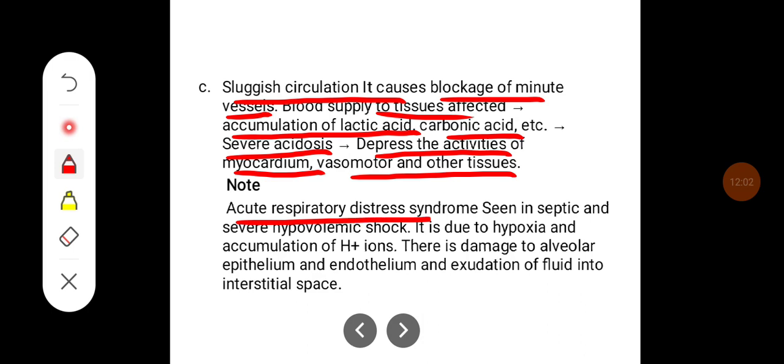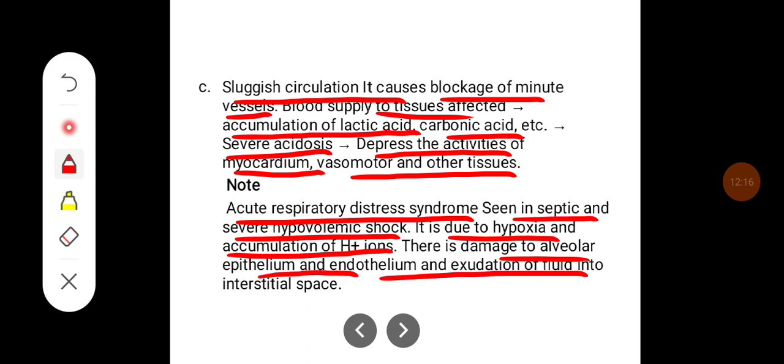Acute respiratory distress syndrome is seen in septic and severe hypovolemic shock. It is due to hypoxia and accumulation of H+ ions. There is damage to the alveolar epithelium and endothelium and exudation of fluid into the interstitial space.